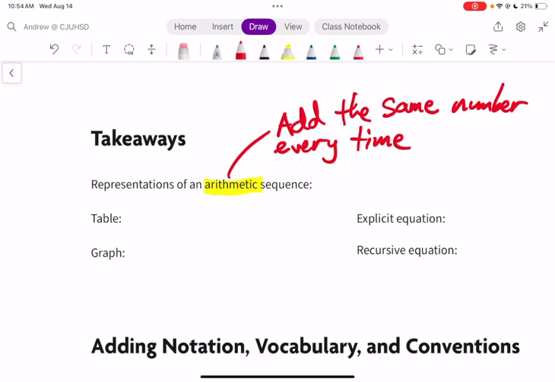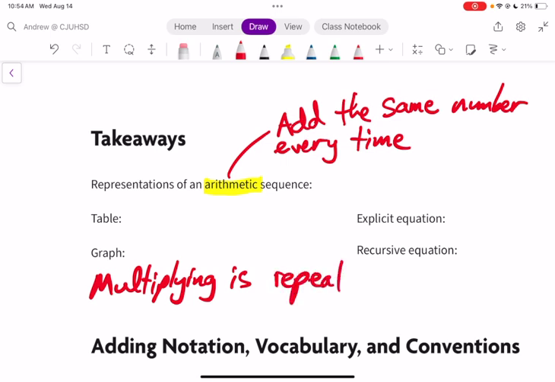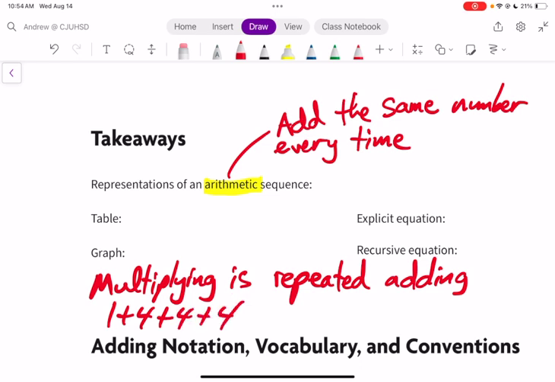So here's another takeaway. You could say that multiplying is repeated adding. Just think about it. If the pattern is 1 plus 4 plus 4 plus 4, that's the same as 1 plus 4 times 3. 4 times 3 means you add 4 3 times.